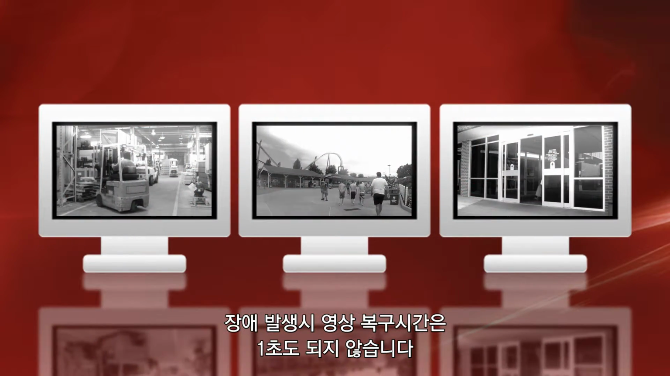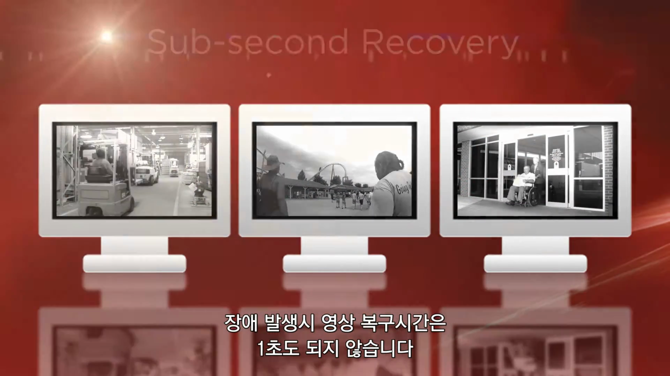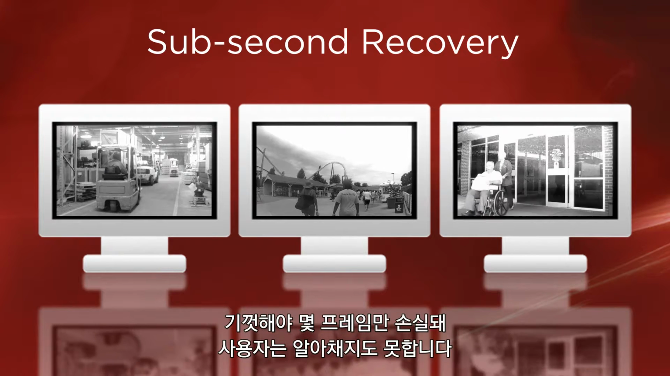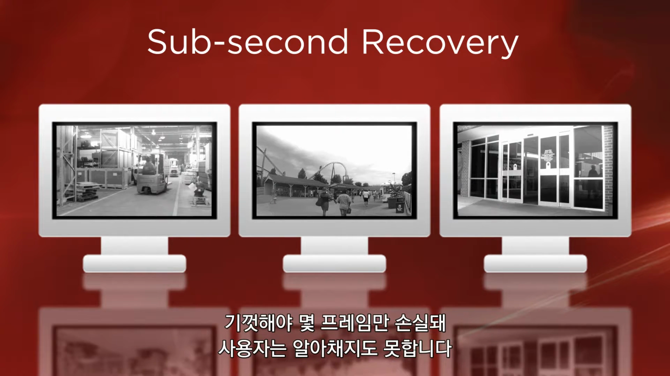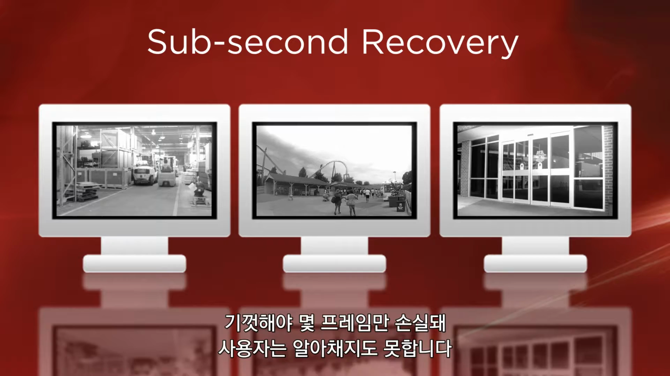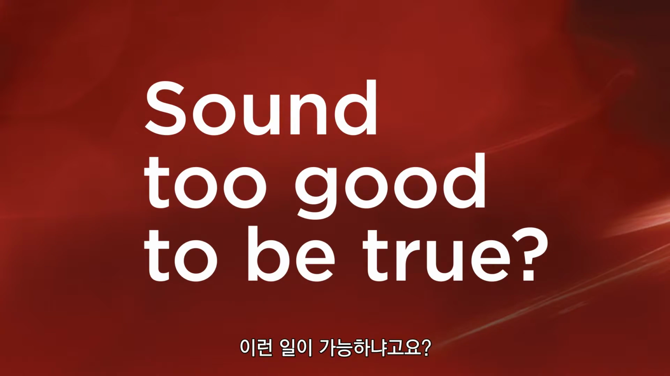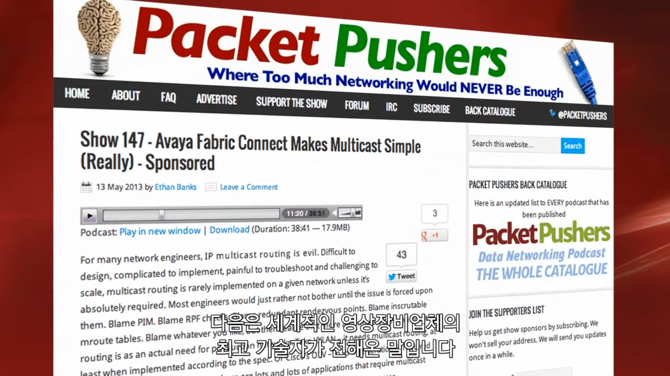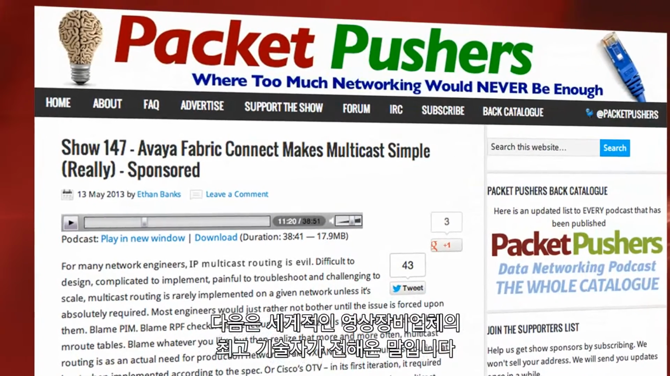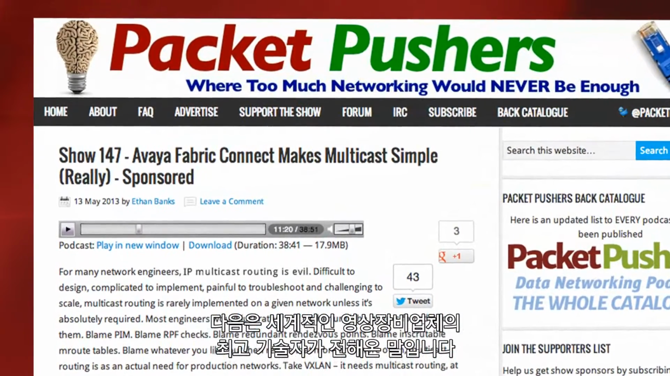In the event of a network failure, video recovery is sub-second. At most, you lose a few video frames. Users are unlikely even to notice. Sound too good to be true? It's not. Here's what a network architect at one of the world's leading video surveillance companies had to say about the Avaya solution.